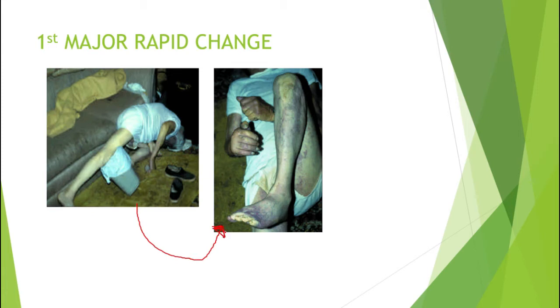In the first pic, the dead body is found upside down, and in the next pic the body is moved, but you see the position of the hands and this flexion of the knee. This is not disturbed by moving the body, so this shows that the body has become stiff. So the first major rapid change is stiffness.